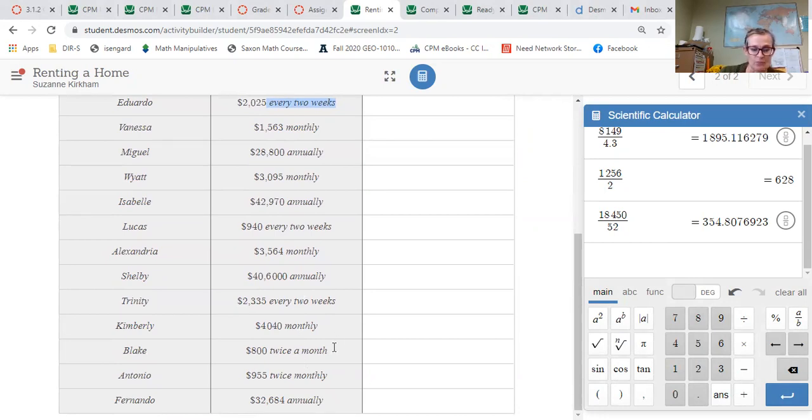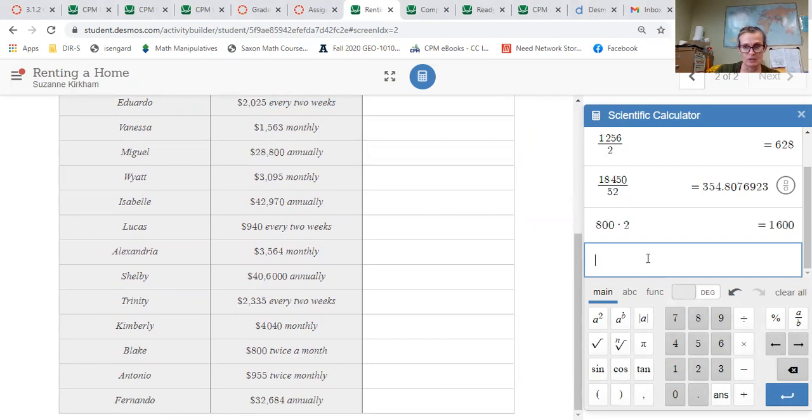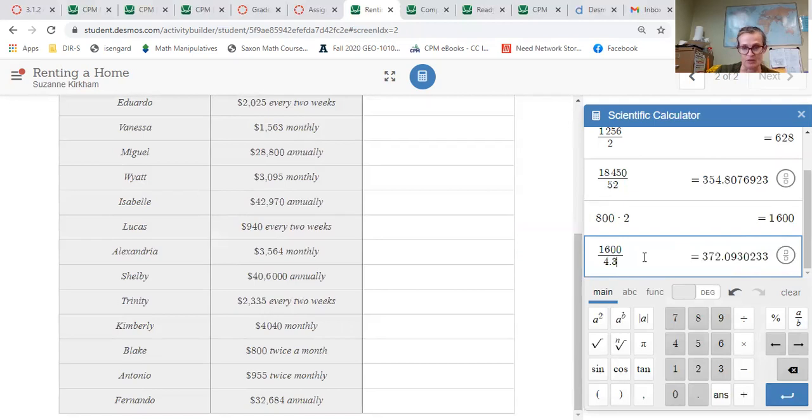Okay, here's one right here. Twice a month or twice monthly. So if it's twice a month, the first thing you need to do, so that's for Blake, $800 twice a month. So we take the $800 and we times it by 2. Now we know what the monthly income is. The monthly income is $1,600. So now I take my 1,600 and I divide that by the 4.3.